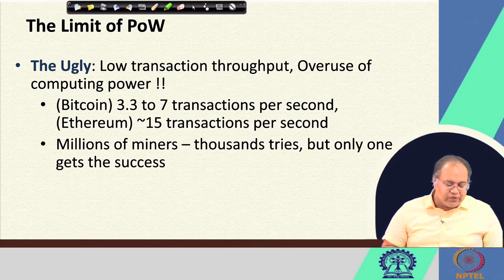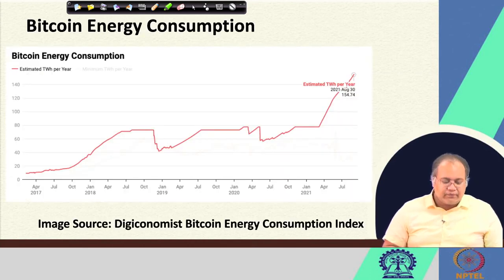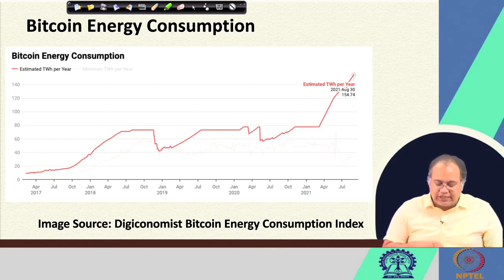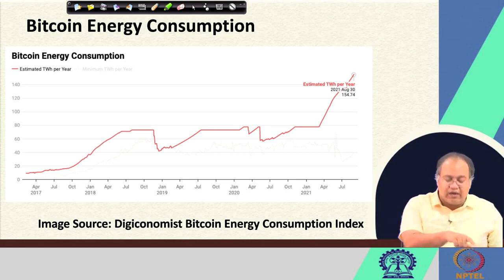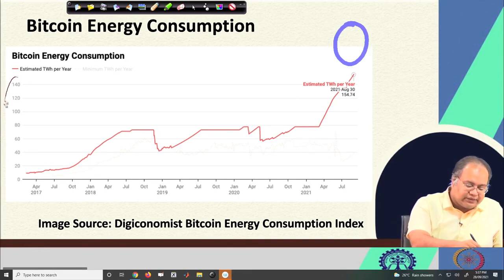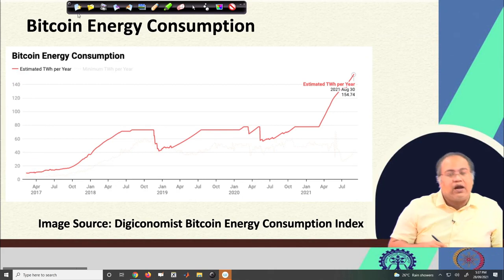Now, if you look into the energy consumption taken up by Bitcoin transactions, and plot it, this is the kind of curve we have over time. The y axis has a unit in terawatt hours. You can see that over time this amount of energy consumption increases significantly.